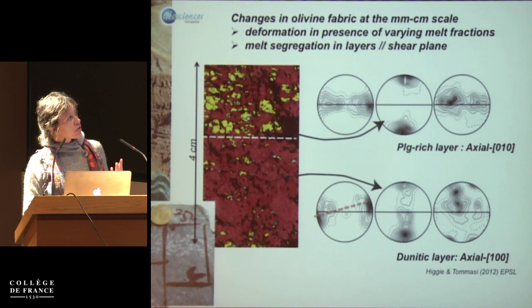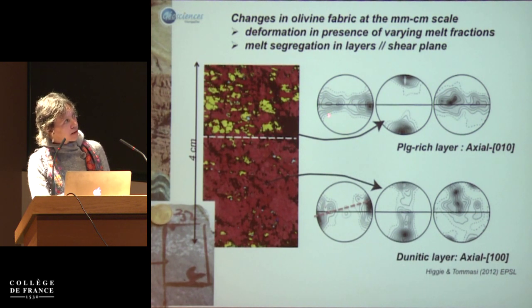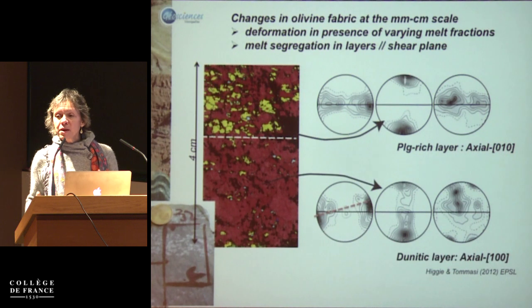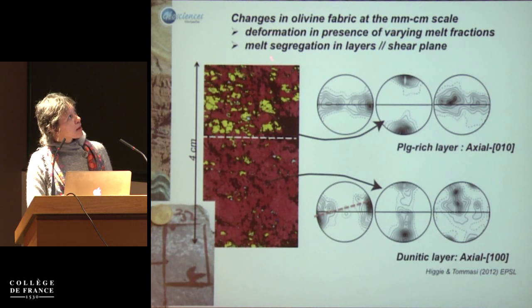This kind of change in olivine crystal preferred orientation repeats itself over the whole section at the scale at which you change the composition of the layers. So within a few centimeters, you can completely change the olivine deformation pattern. So it cannot be a change in the physical properties. You cannot change temperature or stresses at this very small scale. So the best explanation is that you have varying melt fractions between the two layers during the deformation. It's quite a good argument for melt segregation in layers parallel to the shear plane.